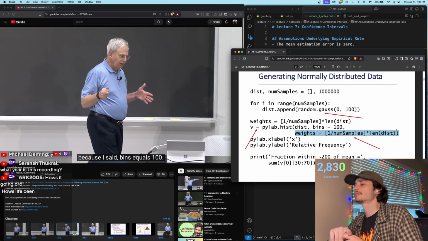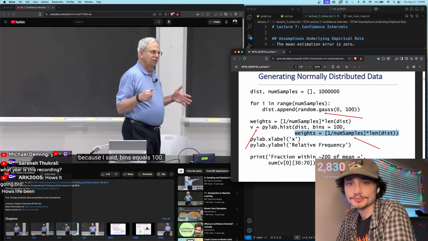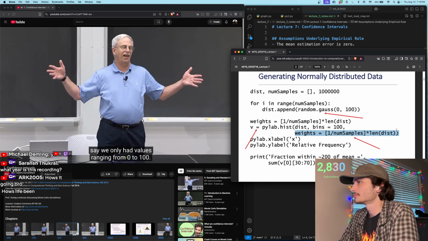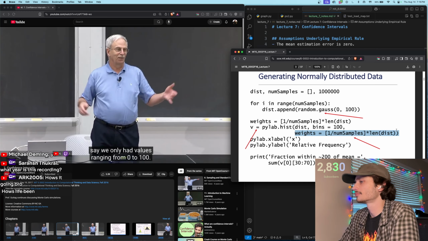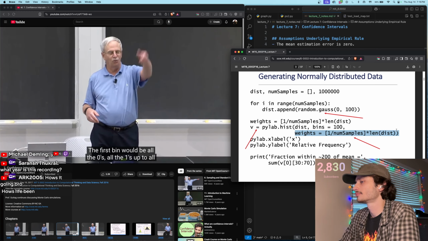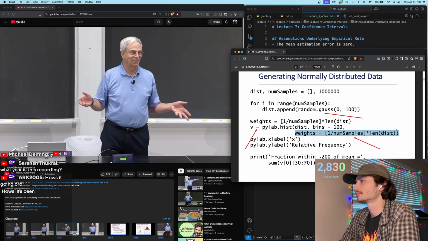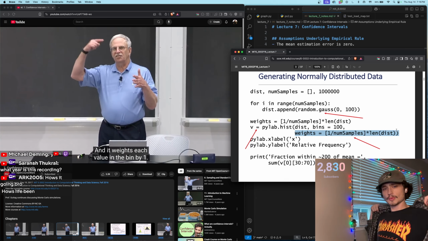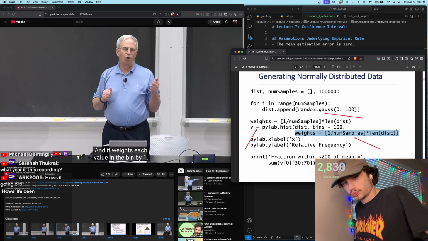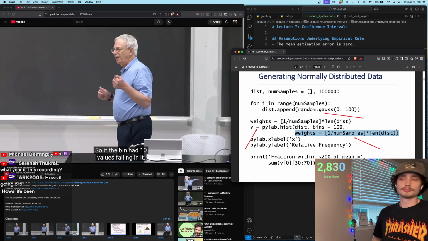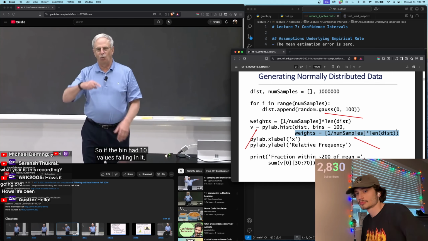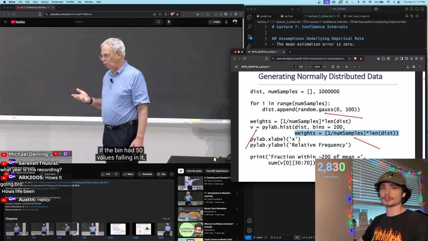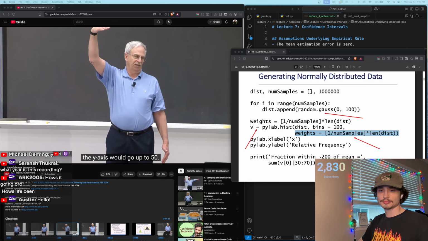And then, the first bin might be, well, let's say we only had values ranging from 0 to 100. The first bin would be all the zeros, all the ones, up to all the 99s. And it weights each value in the bin by 1. So if the bin had 10 values falling in it, the y-axis would be at 10. If the bin had 50 values falling in it, the y-axis would go up to 50.